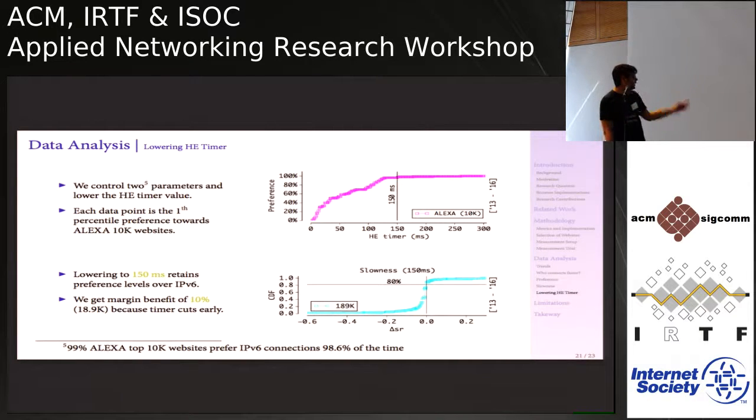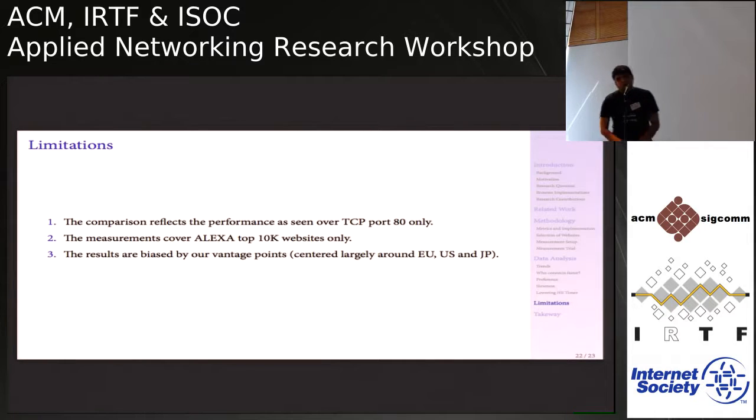It's a 3-year long data set, so it's around 18.9 thousand connections. Okay, next slide, please. So before I go into the conclusion, some limitations of this work. The comparison is only comparing against websites over port 80, so I have no clue how it might look on any other port. And the measurements cover only Alexa top 10K websites, and there might be a tail that might look different. I don't know yet. And the results are definitely biased by the measurement trial, which is heavily centered around US, EU, and Japan. But think about it, the V6 adoption is also centered around these regions only. So there is a give and take here.